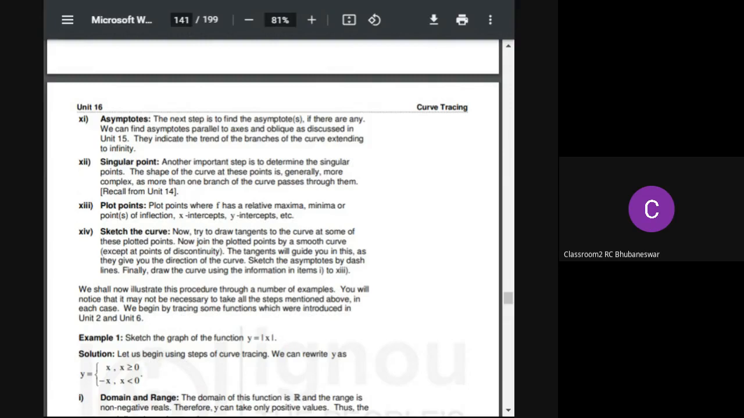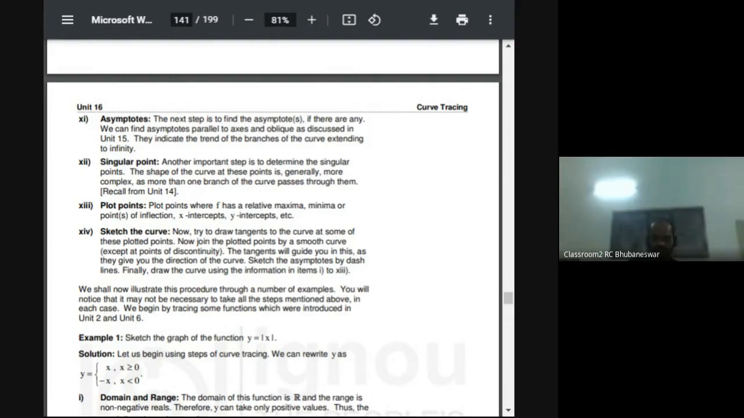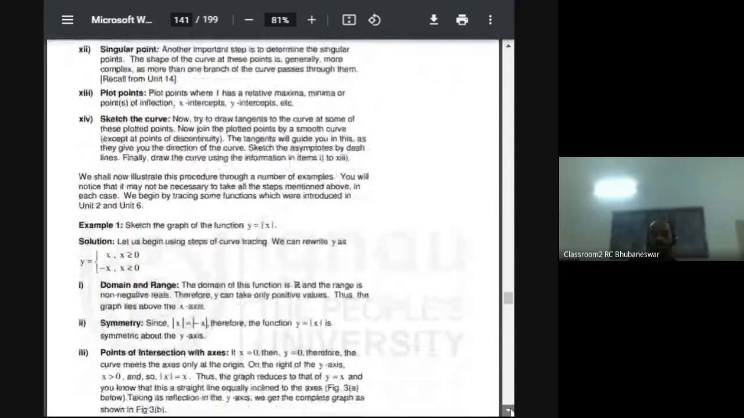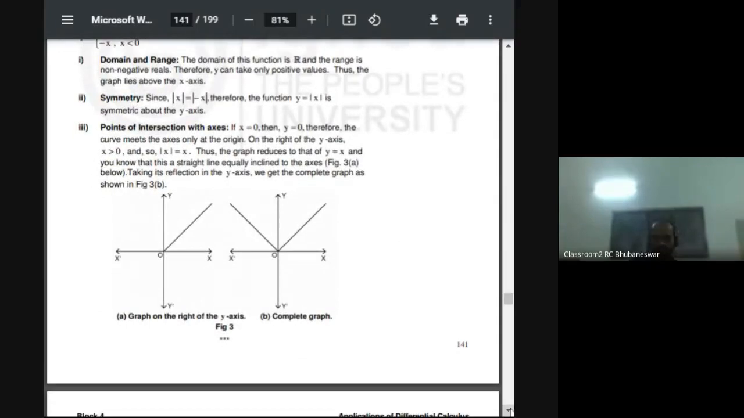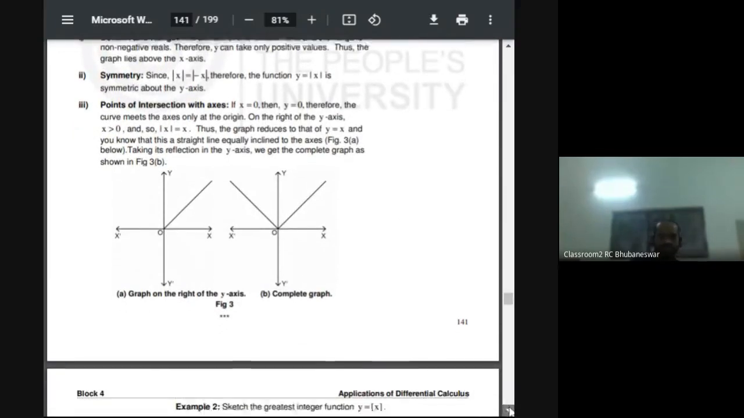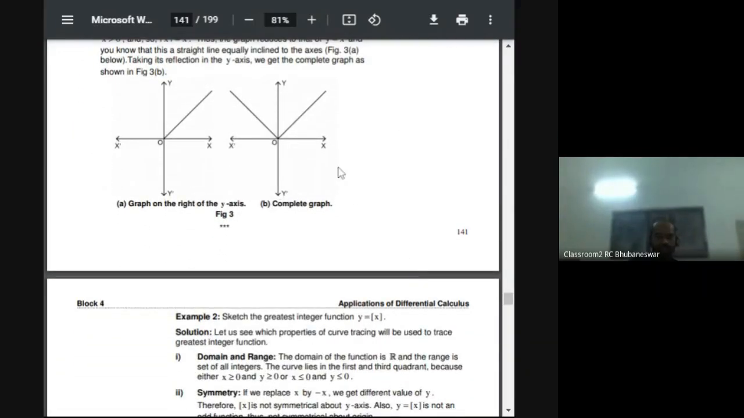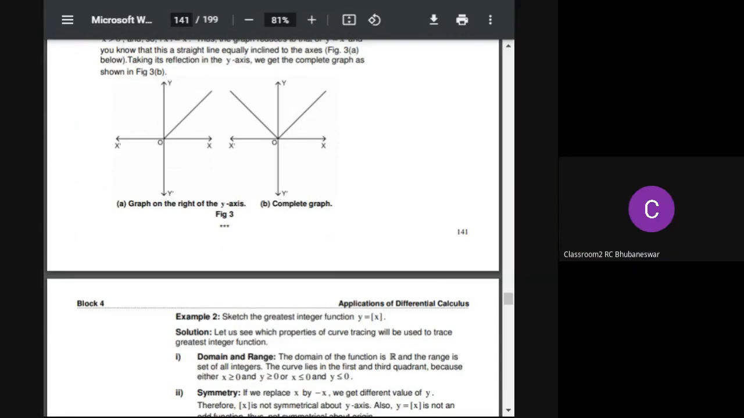If they are present, then what will be the equation of the asymptotes, whether they are parallel to the x-axis or y-axis, or not parallel to any axis, that means the slant asymptotes. Then singular points, if any. Examples are given below, and we have to investigate one by one, point by point, and according to that, finally draw the curve.